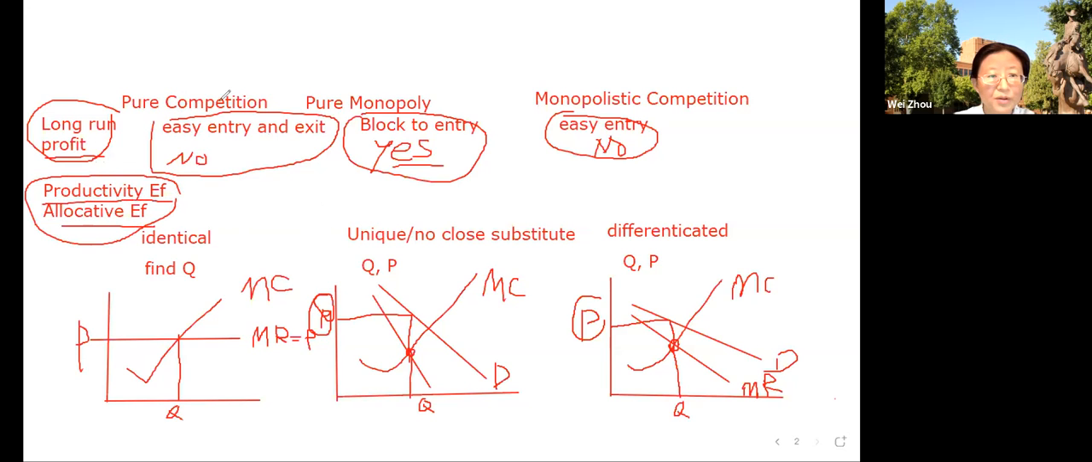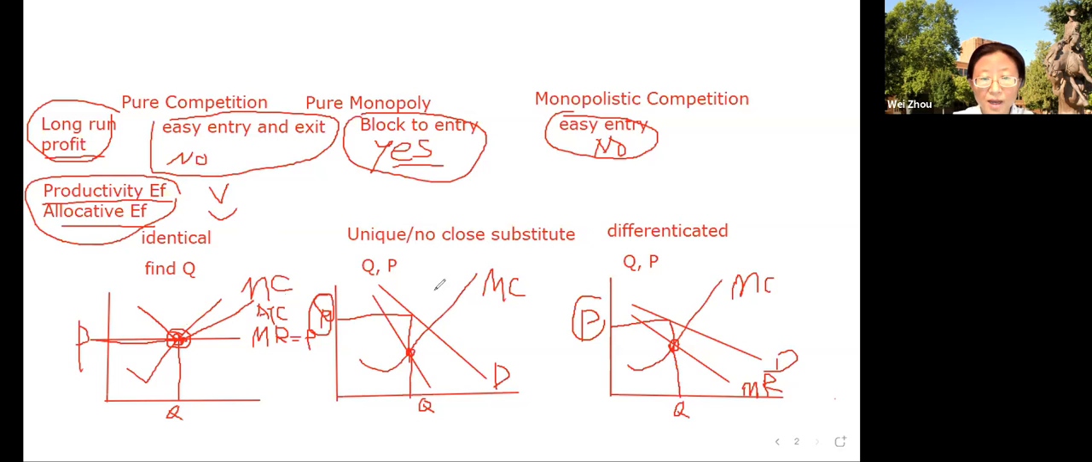We said for pure competition, eventually you will be here, where your average total cost equals the marginal cost, equals the marginal revenue, equals the price, which is the minimum average total cost. So in that case, you produce at the minimum average total cost, and the price you charge is the same as marginal cost. So yes, productive efficiency and allocative efficiency.